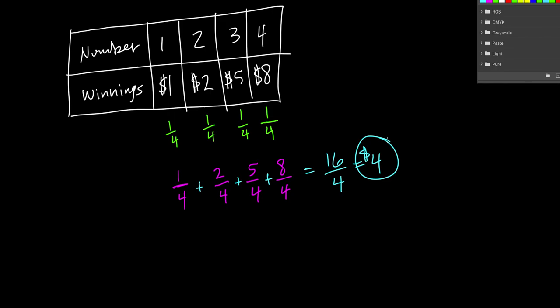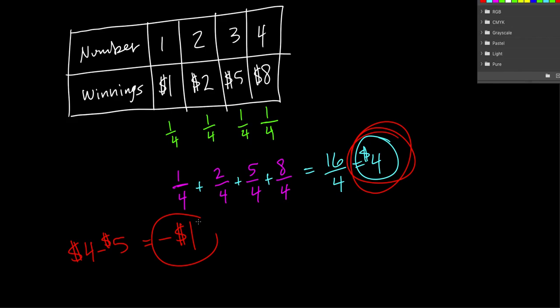Now it says, find the expected gain of a player if it costs $5 to play. So what we're going to do is take our expected value and subtract the amount of money that we had to pay to play the game. And so the expected gain is -$1. Or in other words, we're expected to lose $1 each time we play the game.